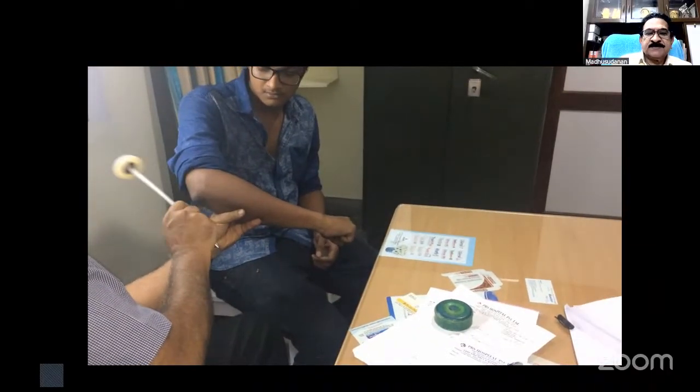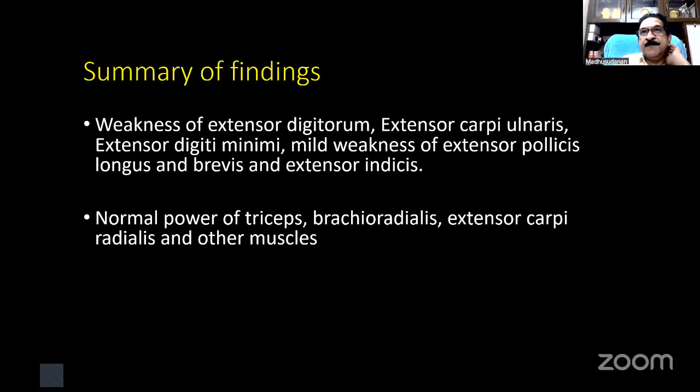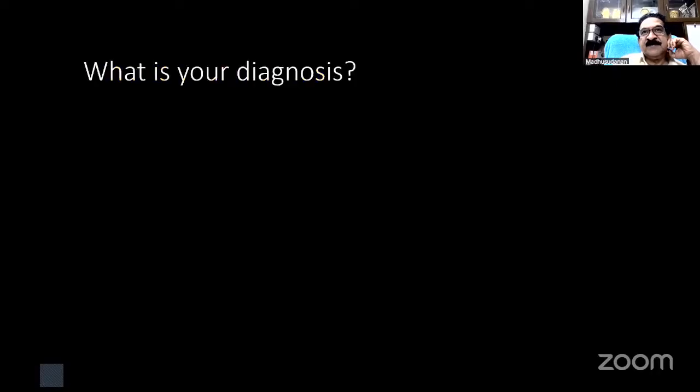So yes, weakness of extensor digitorum, mainly for the middle 3 fingers, extensor carpi ulnaris, extensor digiti minimi, mild weakness of extensor pollicis longus and brevis and extensor indicis. Normal for the triceps, brachioradialis, extensor carpi radialis and other muscles. DTR normal, no sensory findings. So, where is the site of lesion? What is the probable diagnosis?